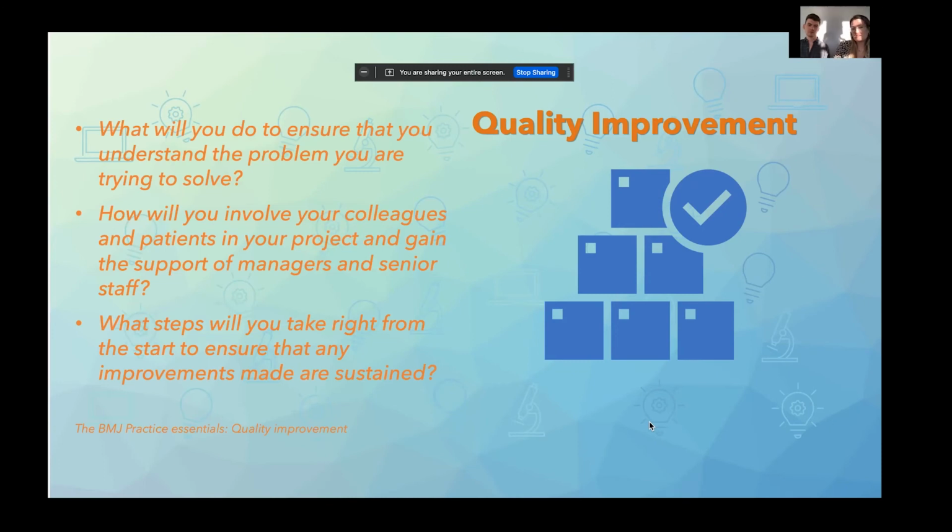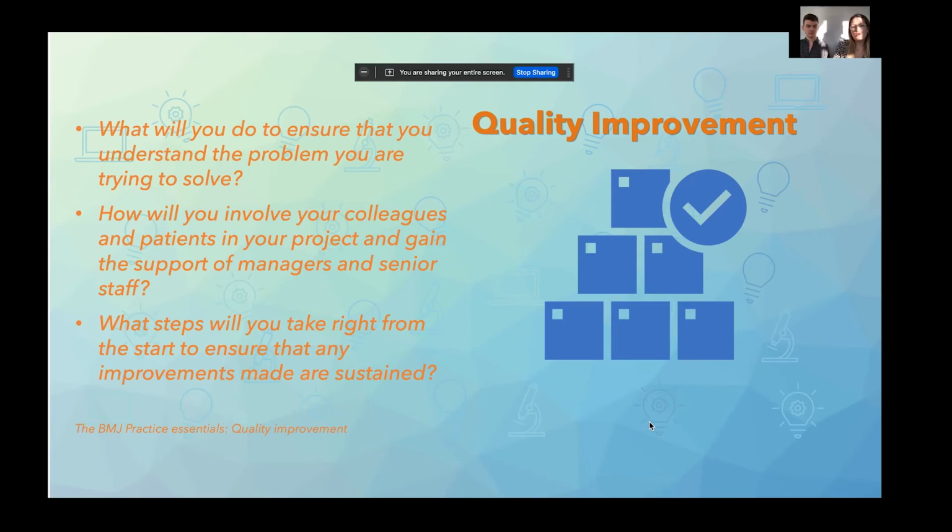Here are some things which I think are quite important before jumping into a quality improvement project, particularly as a medical student, actually. So the first thing is, what will you do to ensure that you understand the problem you're trying to solve? As a medical student, there's probably lots of things you notice on the ward. It might be that the ward round notes are never in the right place when the ward round starts, so the team always wastes 10 minutes trying to find the notes. I'm just hypothetically making that up on the spot.